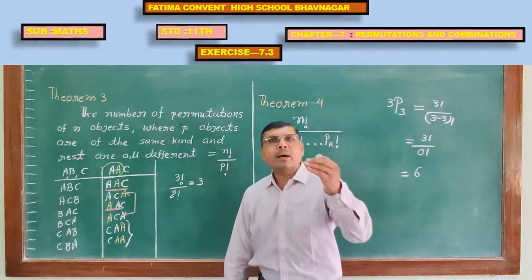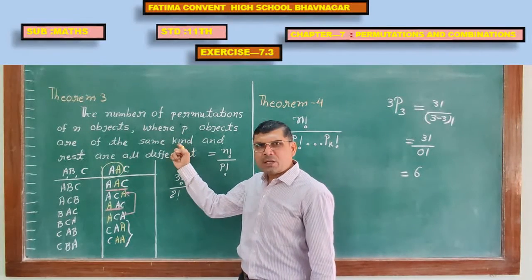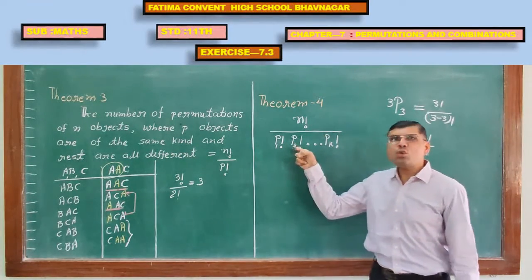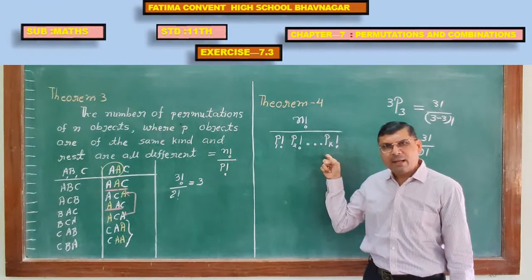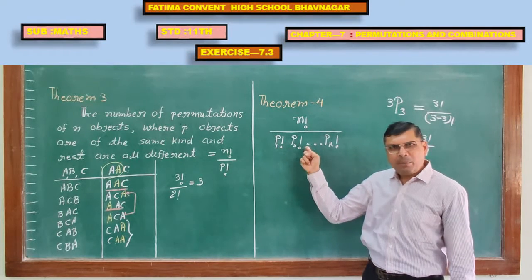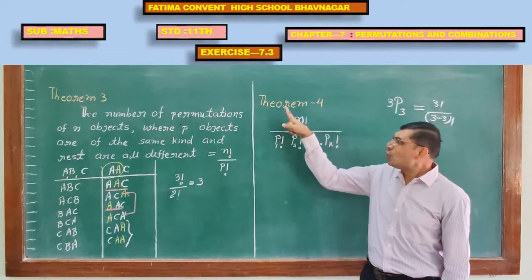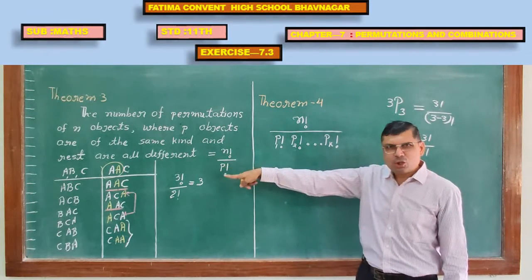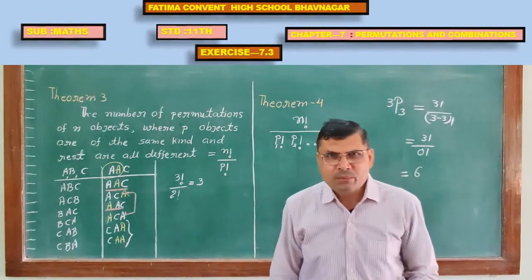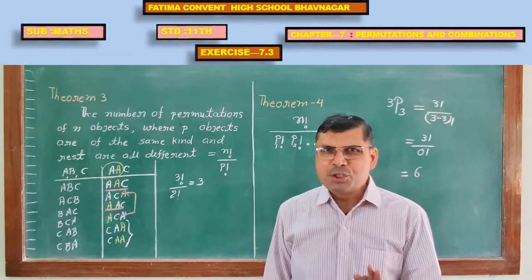Now this you can extend. Suppose p objects are of the same kind. In place of p objects, we have p1, p2, up to pk of the same kind. Then you can write the total as n factorial upon p1 factorial, p2 factorial, p3 factorial, up to pk factorial. Alright, so this is the extension of theorem number 3 only, and we will use it in an example, in an illustration, in a sum, then you will understand better. Let us see the application of this theorem.